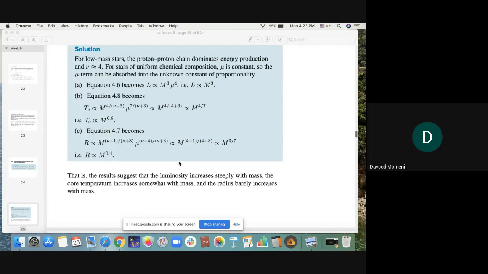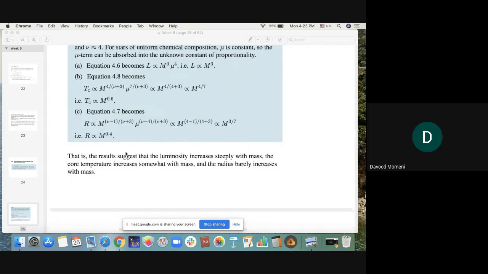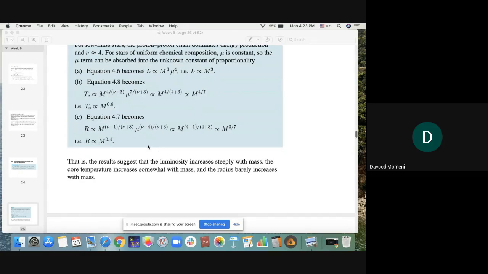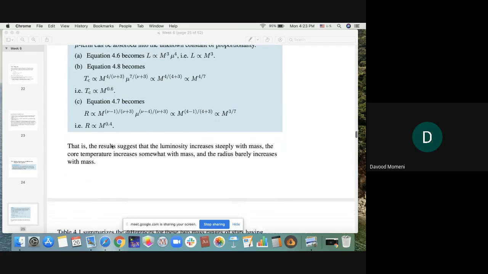This is a very important result, and it suggests that the luminosity increases very steeply with the mass, as you see, because it's m cubic. Core temperature also increases with the mass, as you see, but not very sharply or fast, and the radius will be proportional to m power 0.4, which is also not a very high power.